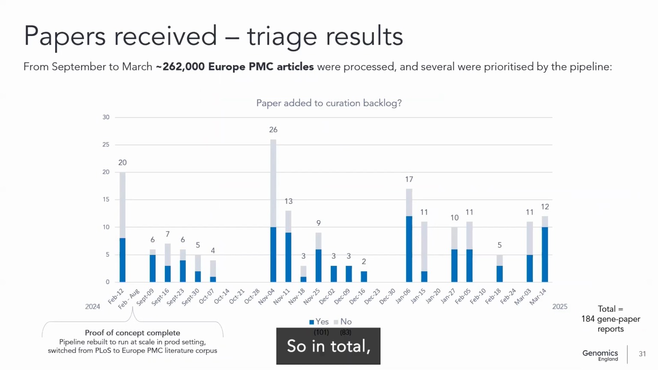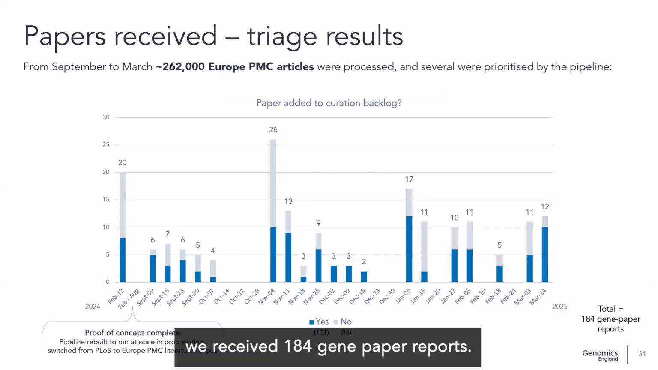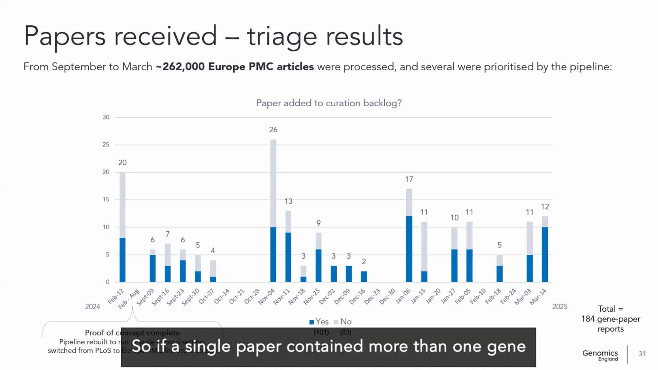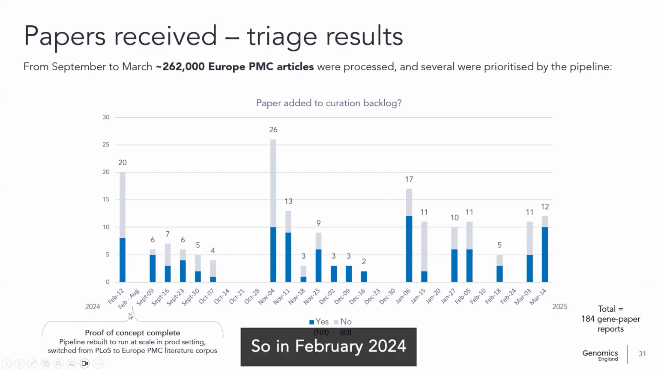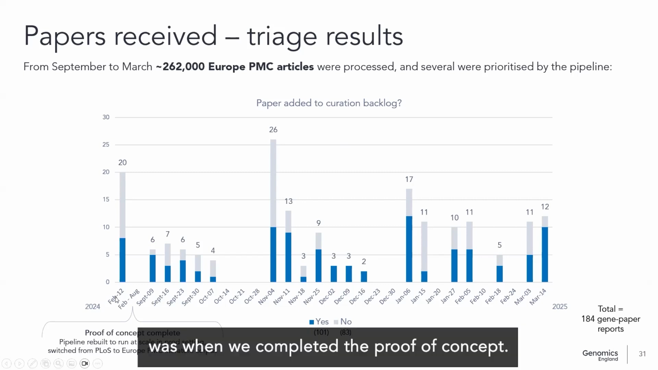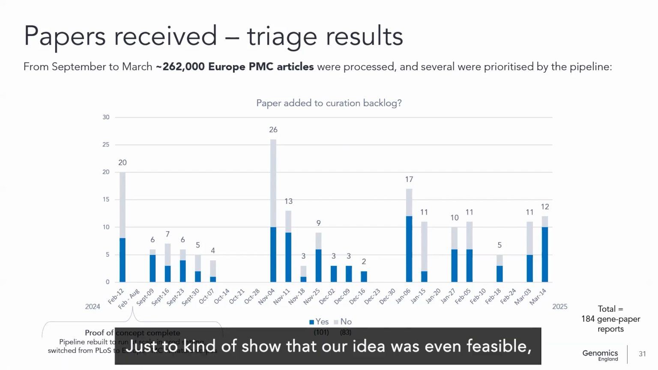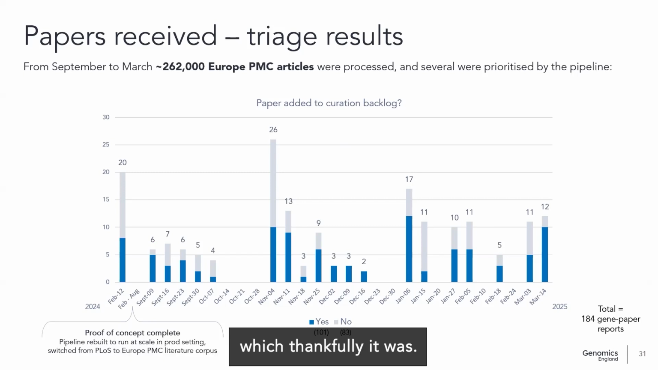So in total, we received 184 gene paper reports. If a single paper contained more than one gene, that was counted as a separate entry. And this was over 21 total reports. In February 2024 we completed the proof of concept, just to show that our idea was even feasible, which thankfully it was.